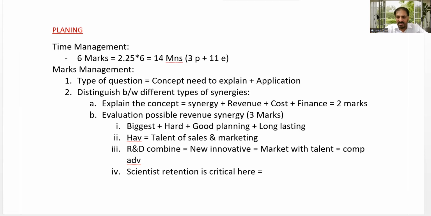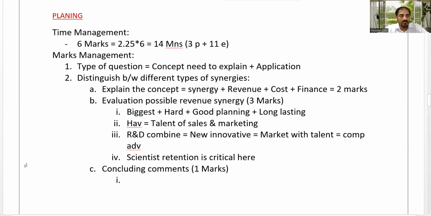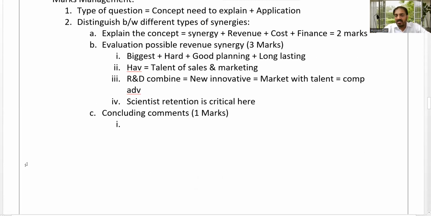Okay, we will write this in the main solution. Scientist retention is critical here for all of the above. This is the skepticism point. Then finally, concluding comments, and that is worth 1 mark. Here, it's not about decision making, but your final comments. Your final comments are like this.